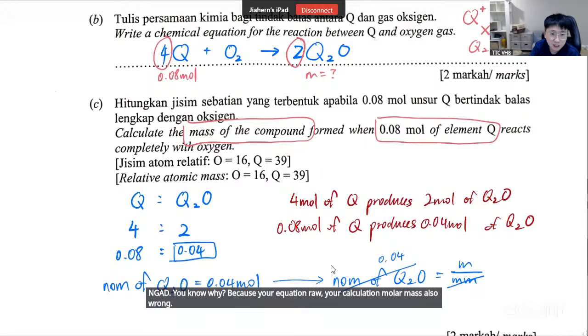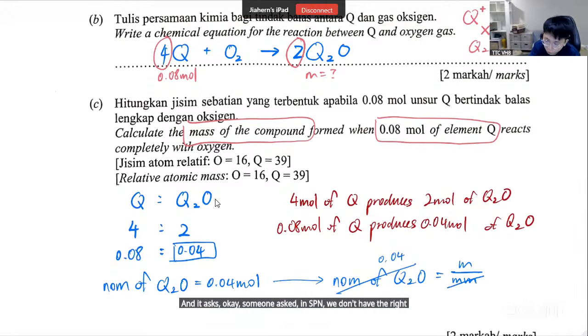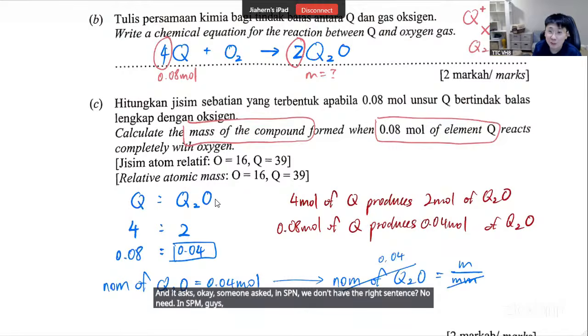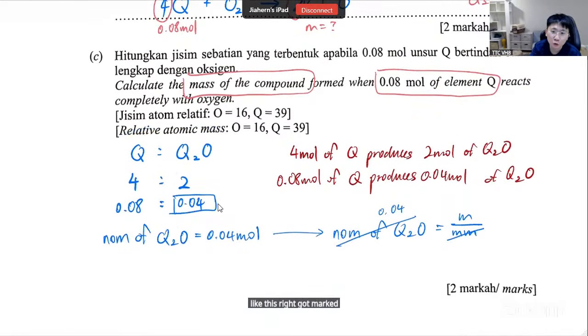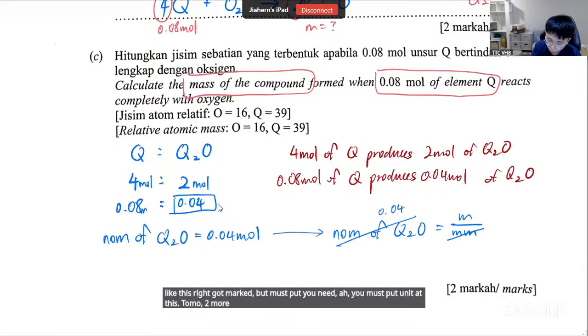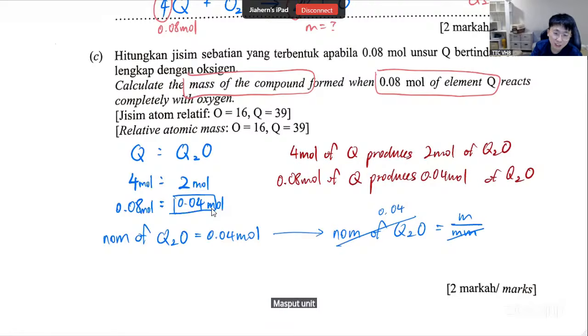Someone asked, in SPM, we don't have to write a sentence? No need. In SPM, guys, the marking scheme already shows like this, right? You get the mark. But you must put the unit, like this: 4 mole, 2 mole, 0.808 mole, 0.04 mole. Must put unit. No need to write a sentence in SPM. Already acceptable everywhere. But some teachers still insist on writing a sentence.